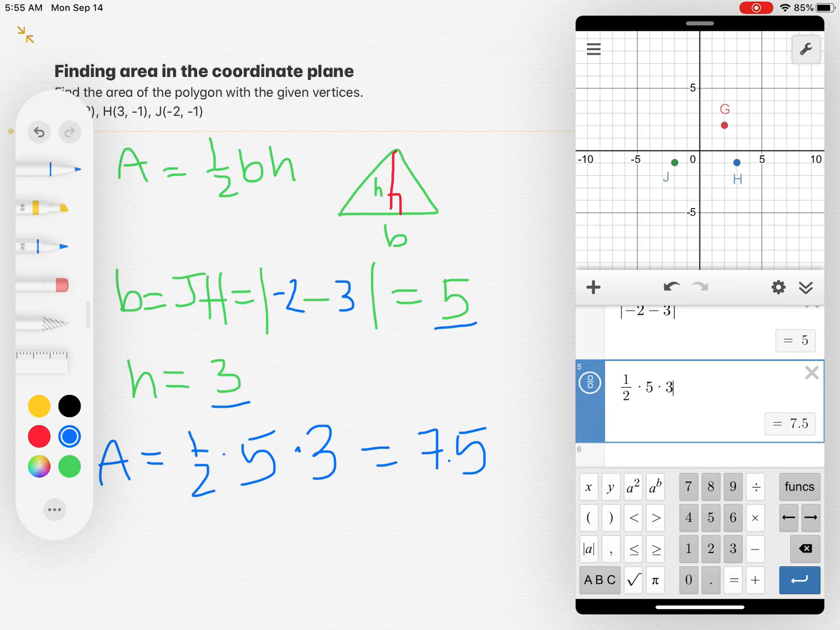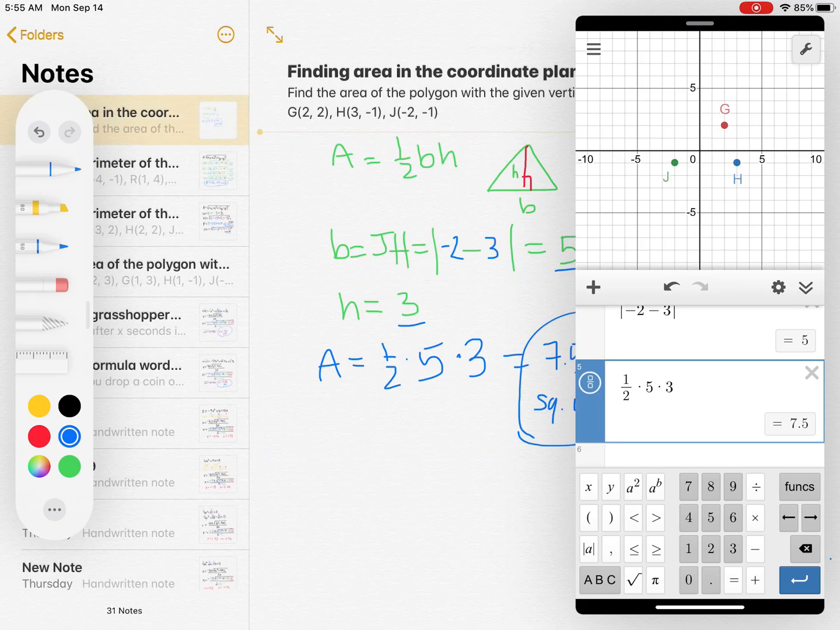One more key detail here is with area. We need to talk about not just units, but square units. So square feet, square inches, etc. They didn't tell us a unit at all, so we'll just say square. I'm going to abbreviate the SQ units. So the area of that triangle is 7.5 square units. The next problem we're going to look at is going to be a different type of polygon.